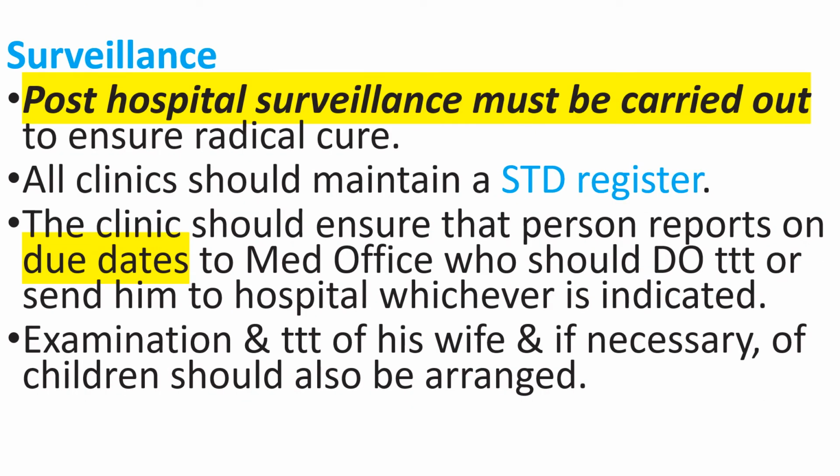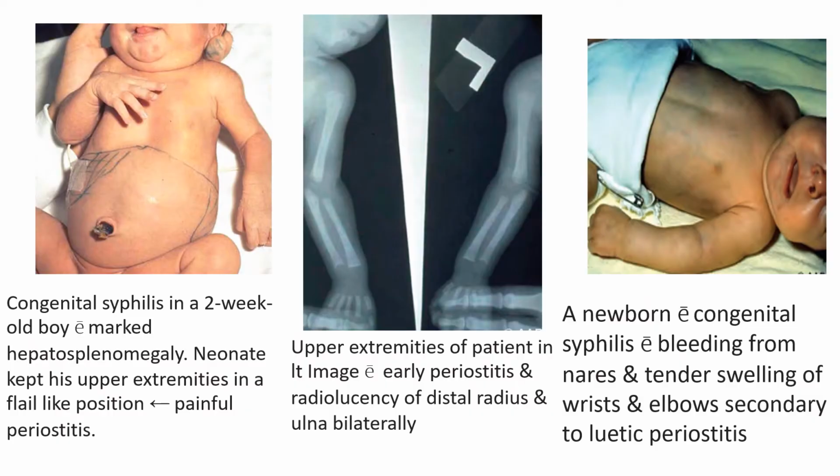Surveillance for syphilis. Post-hospital surveillance must be carried out to ensure radical cure. All clinics should maintain an STD register. The clinic should ensure that the person reports on due dates to the medical officer, who should do the treatment or send him to hospital, whichever is indicated. Examination and treatment of his wife and, if necessary, of children should also be arranged.